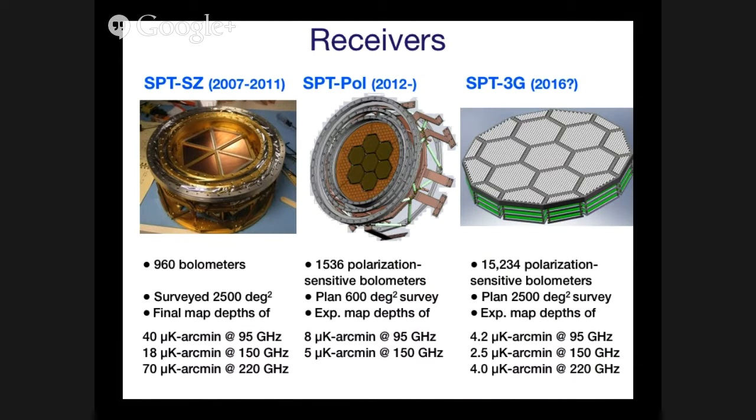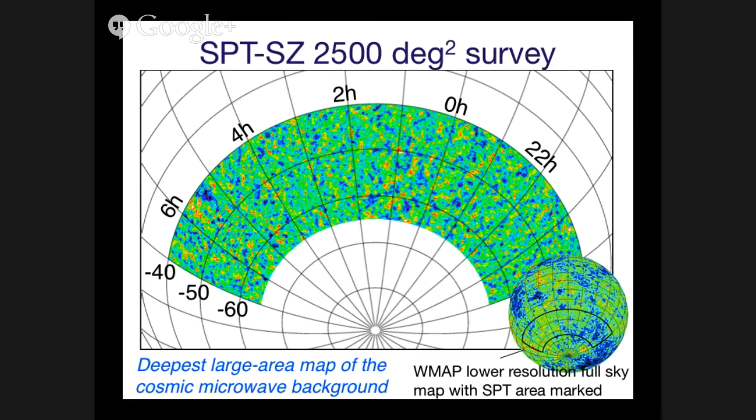But to return to what we have right now, this is the current survey in all its glory, 2,500 square degrees. Also shown here on the all-sky globe to give you a sense of where it is on the sky. This is, of course, a smaller patch of sky than a satellite experiment like WMAP or Planck, but we're much lower noise with much better resolution on the sky. So some variation on deepest times area you can get. This is the deepest, largest area map.